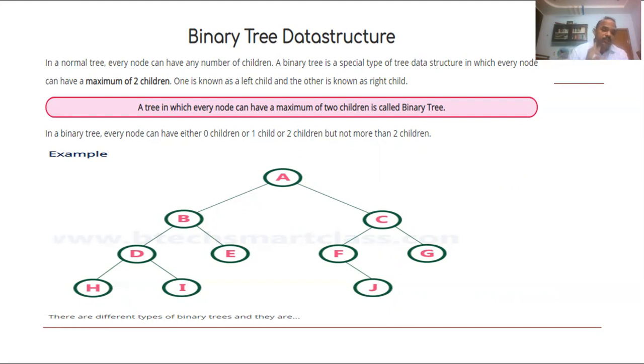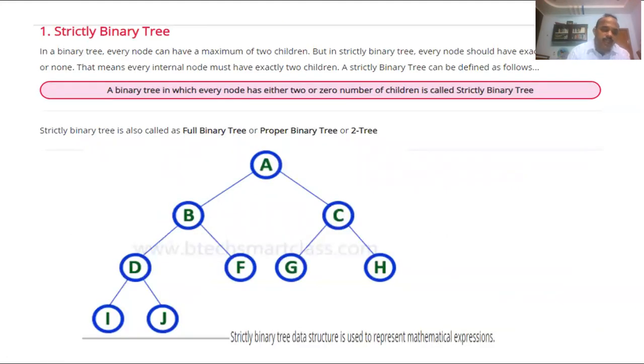Maximum of 2 children. For example, A has how many children? B and C, 2 children. B has how many children? D and E. D has H and I. C has F and G. F has J. So this is a binary tree. Clear? In a binary tree, every node can have either 0, 1, or 2 children, but not more than 2 children. That is a binary tree.